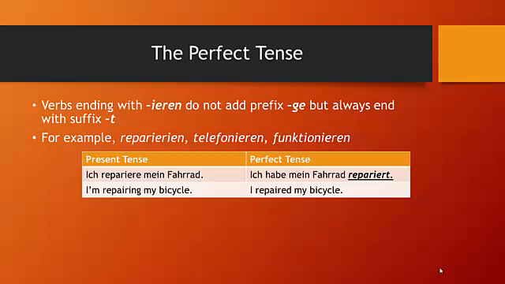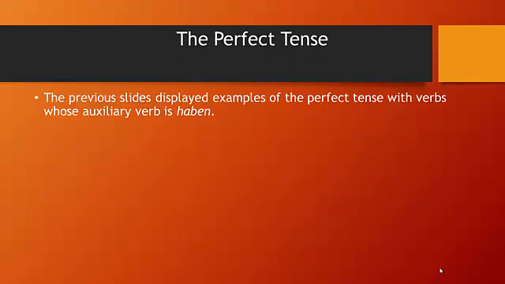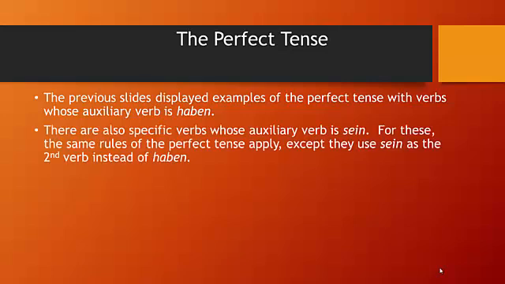Okay, so moving on to a very important aspect in the present perfect, and that is when to use haben and when to use sein as the auxiliary or helping verb. So as I mentioned earlier, we'll now devote some time to that. By looking at this slide, there are specific verbs whose auxiliary is haben as well as those using sein.